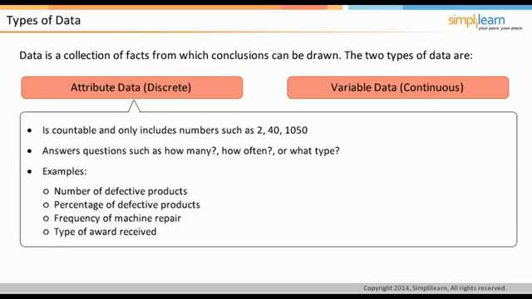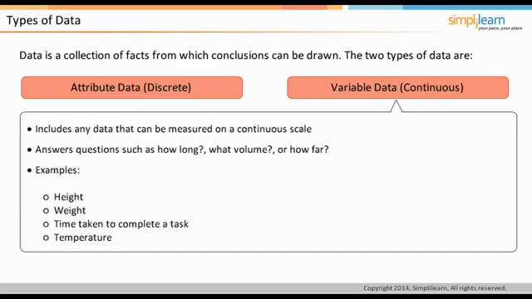Discrete data is data that can be counted and only includes numbers such as 2, 40, or 1050. Attribute data is commonly called pass-fail or good-bad data. Attribute or discrete data cannot be broken down into a smaller unit meaningfully. It answers questions such as how many, how often, or what type. Some examples of attribute data are number of defective products, percentage of defective products, frequency at which a machine is repaired, or the type of award received.